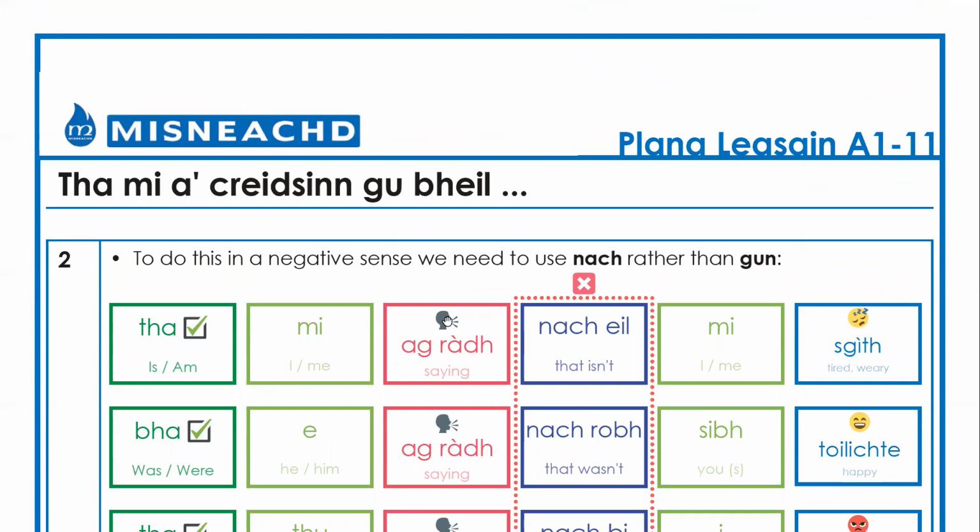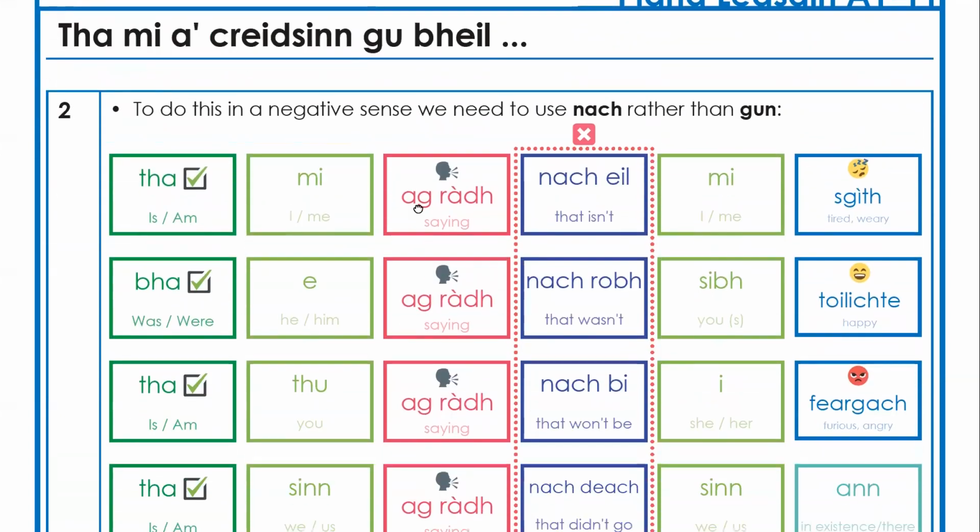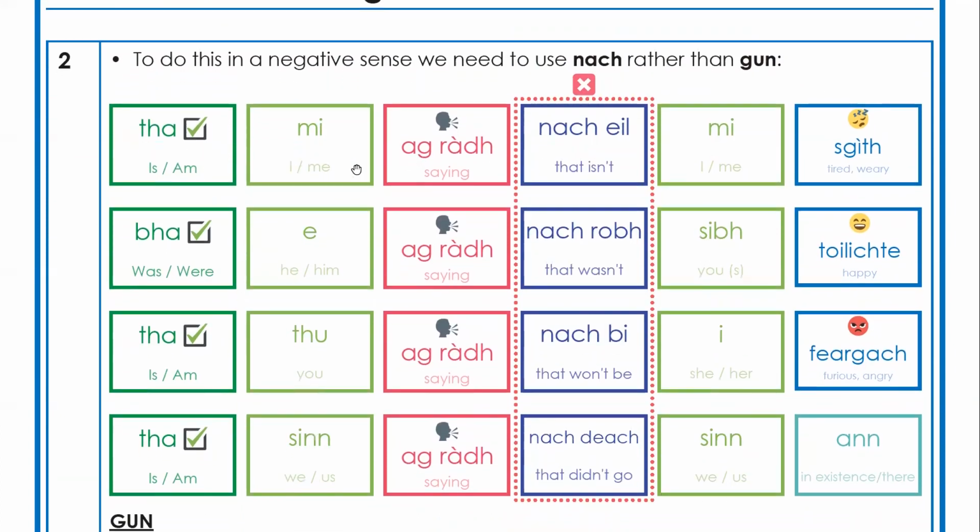We can also do this in a negative way. I am saying that I'm not tired. That I am not. So to do that in Gaelic, we need to use nachel. Ha mi agra nachel mi ski. I am saying that I am not tired.